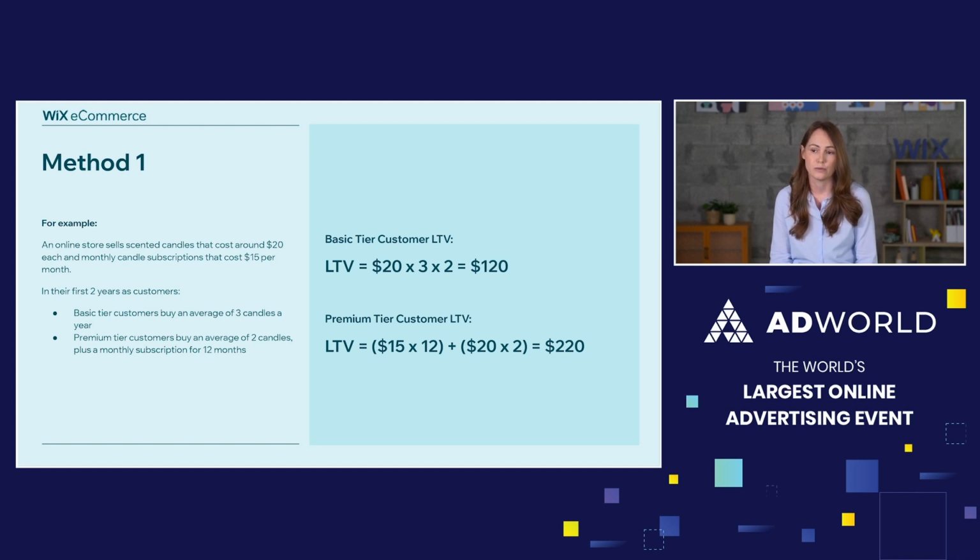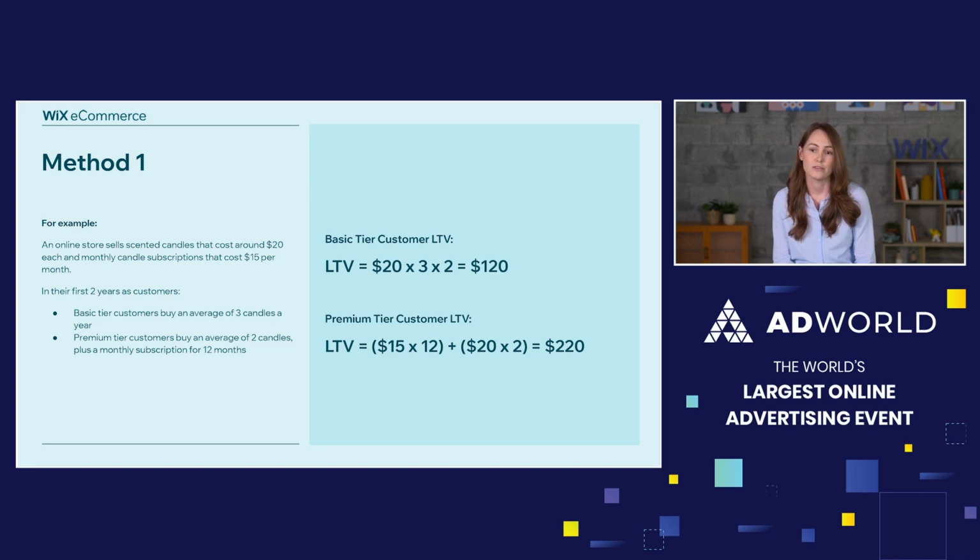We're going to say $20 multiplied by 3 candles multiplied by 2 years, giving us $120. And if we're looking at the premium tier, we're going to say $15 of subscriptions multiplied by 12 months plus $20 multiplied by 2 candles, and that's going to give us a total of $220. So 2 customer segments with 2 customer lifetime values.